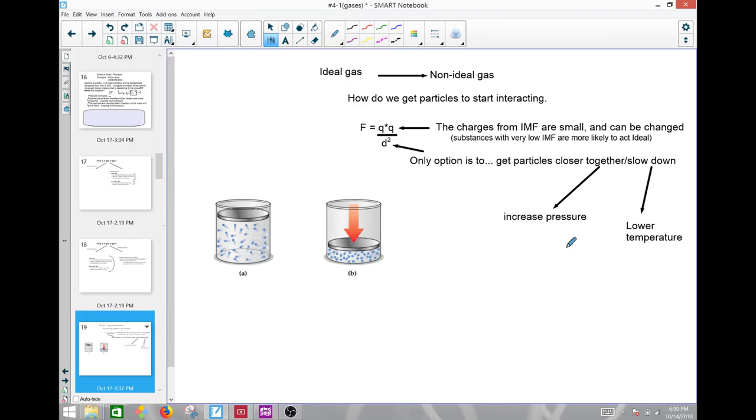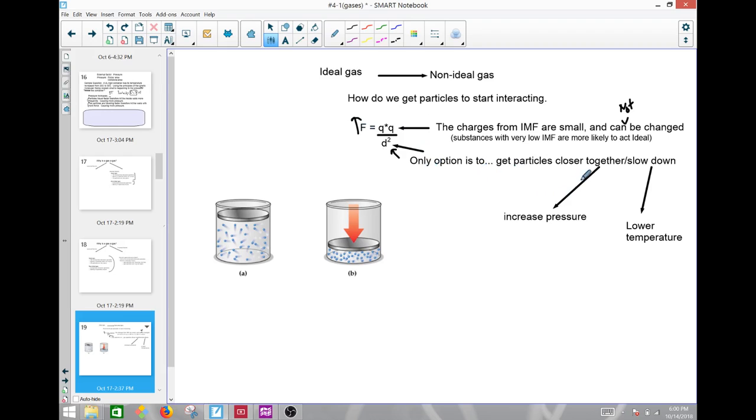All right. So let's review this again. Ideal gases versus non-ideal gases. How do we get particles to start interacting? As I mentioned previously, I didn't have the slide in front of me, but the charges from interacting forces are small and cannot be changed. The only way to change this is to change the actual substance. We can, however, get them closer together.